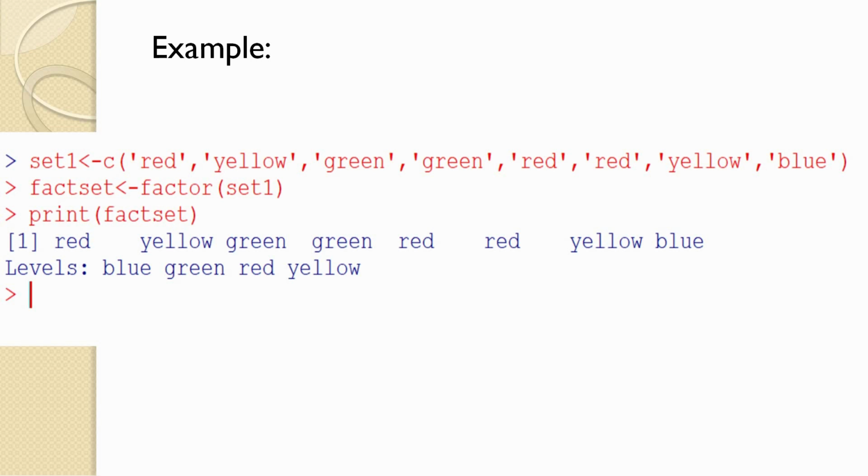All the names of the colors are repeated, but the next line which shows the levels, which are blue, green, red and yellow. These are the distinct values present in the set1 elements.